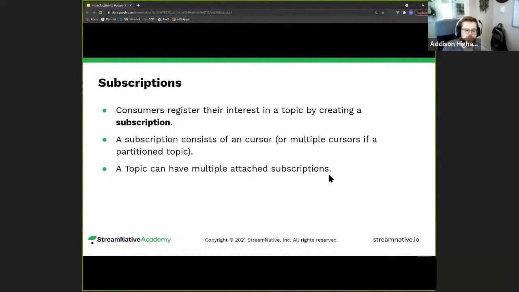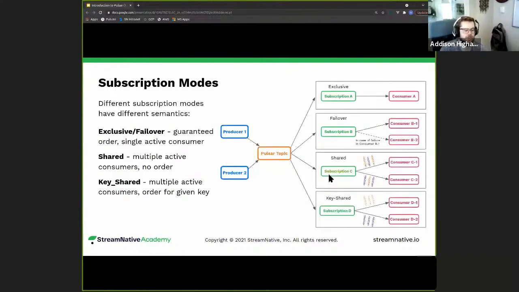Internally, a subscription consists of a cursor, and this cursor is how we track the position in our topics. And once again, here are the different subscription modes. These provide different semantics that are very useful for different needs. Exclusive and failover give you guaranteed order, but you can only have a single active consumer. In the case of exclusive, if another consumer tries to connect, it's going to get an error message. Whereas with failover, that consumer can connect, but it will not receive any data, and it's seen as a hot standby. If you're coming from a Kafka ecosystem, this failover consumer is semantically equivalent to a Kafka consumer group. We'll do all that same distribution of data, et cetera.